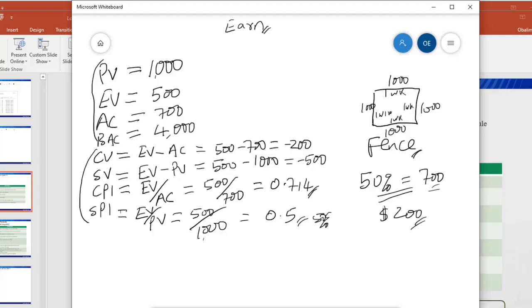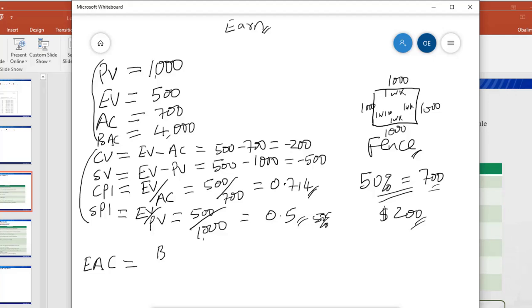So based on this interpretation, we now forecast. The forecast is now what we do with the estimate at completion. So estimate at completion is simply saying if work continues this way, by the time we are done, how much should we have spent? How much would we have spent in the course of carrying out the project? That's exactly what the estimate at completion measures.